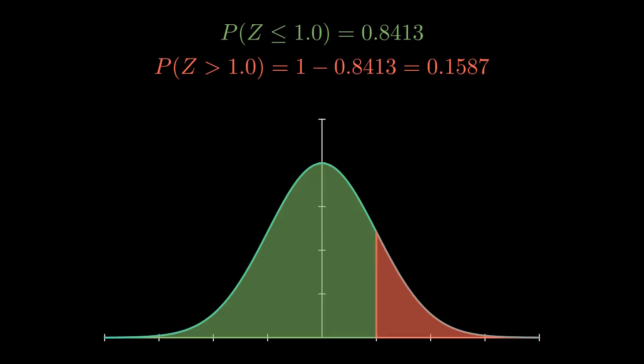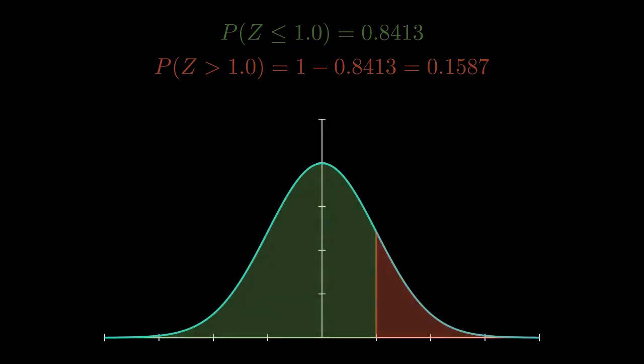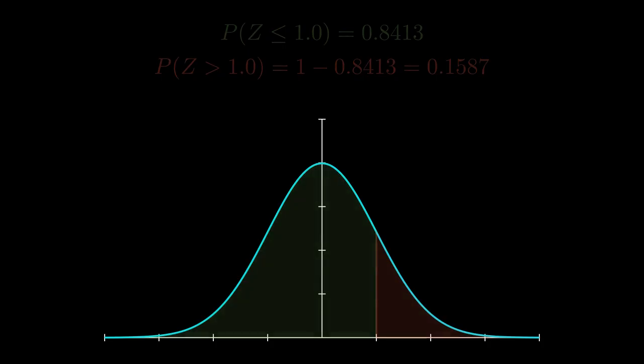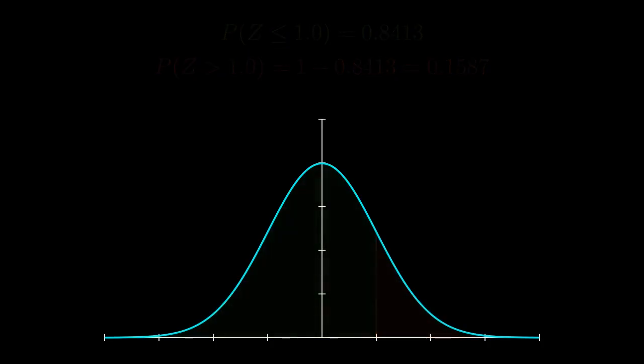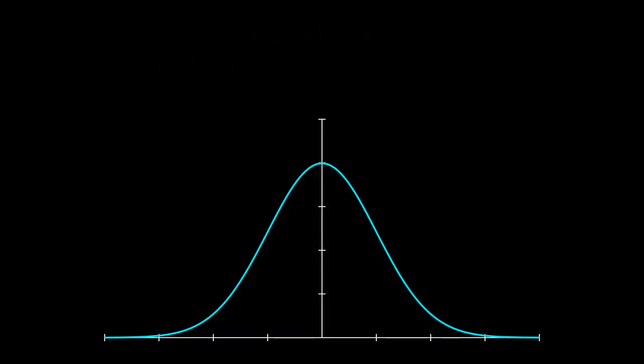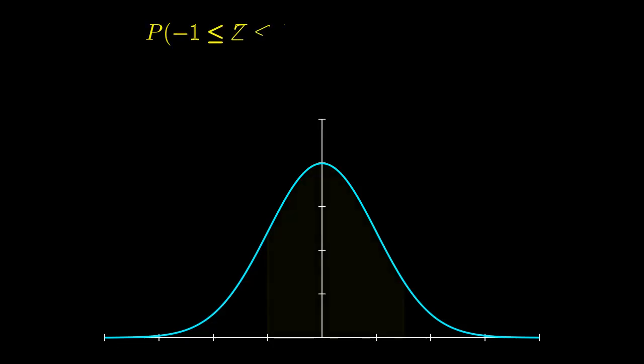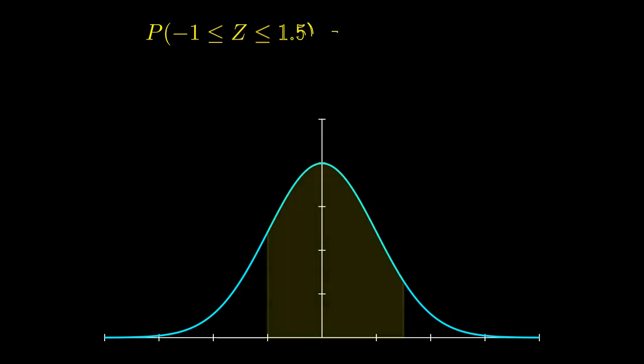Practical example 2, finding the area to the right. Since the total area under the curve is always exactly 1, if you want to know who scored higher than you, you simply subtract your result from 1. So 1 minus 0.8413 equals 0.1587. There is a 15.87% chance of scoring higher than a z-score of 1.0.